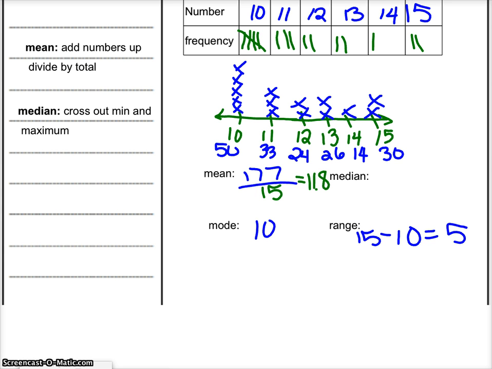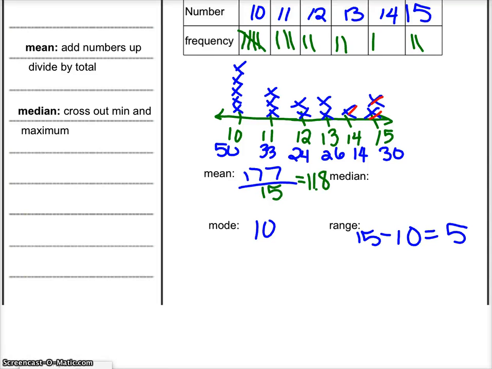In my median, my strategy for my median, I kind of use logic a little bit. I know it's going to be somewhere in the middle, so I try to cancel off what I can. I have 5 values here and 3 values here for a total of 8 values. Now on the opposite side, I'm going to try to cancel out 8 values.